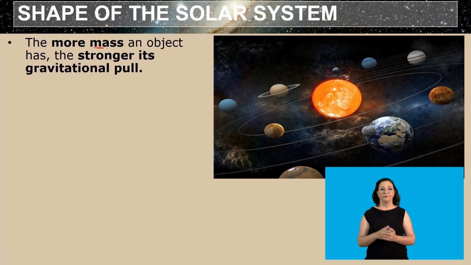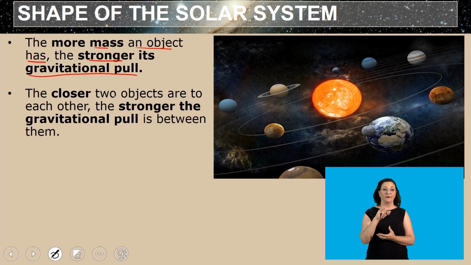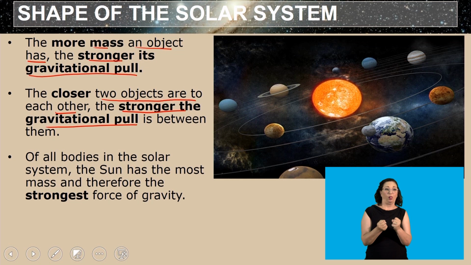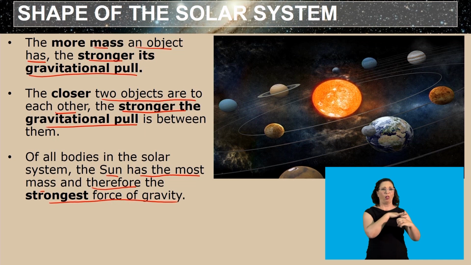The more mass an object has, the stronger its gravitational pull. Now, the closer the two objects are to each other, the stronger the gravitational pull is between them. Now, of all the bodies in the solar system, the sun has the most mass and therefore the strongest force of gravity. That's why all the other objects orbit around the sun, because the sun has the hugest mass and the strongest gravitational pull.